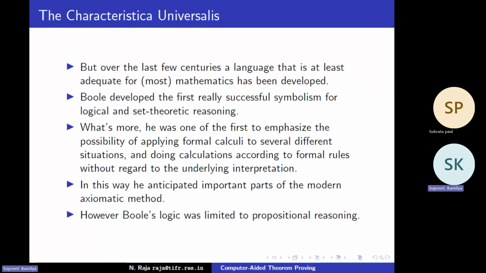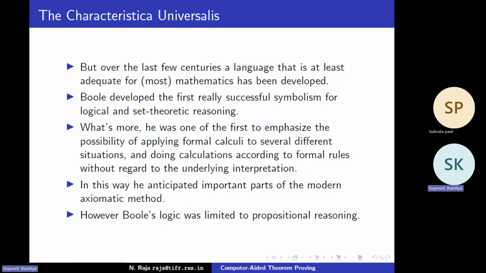But at least something has happened in a more specialized area, at least for mathematics. Over the last few centuries, a kind of language has been developed that's adequate for most of mathematics. So we cannot resolve human disputes with this language, but at least we can try to solve problems and theorems in mathematics. And the first really successful symbolism was developed by George Boole, and this was quite successful for set theoretic and logical reasoning.